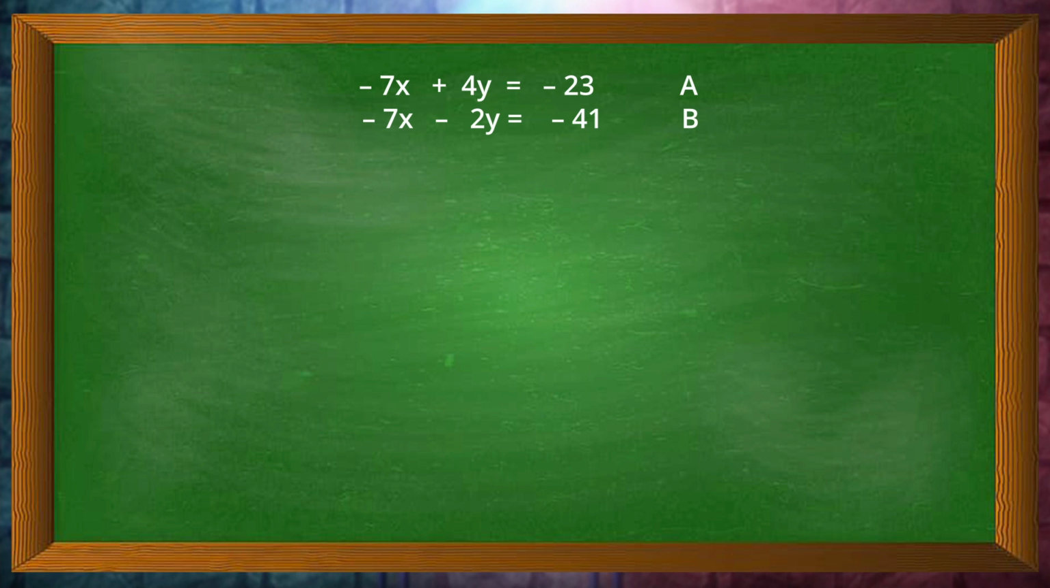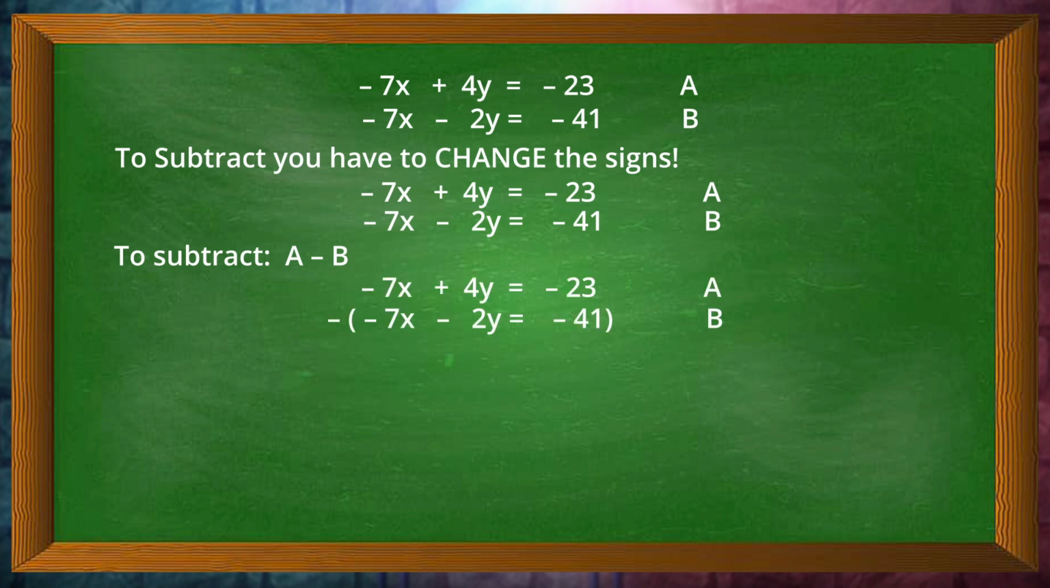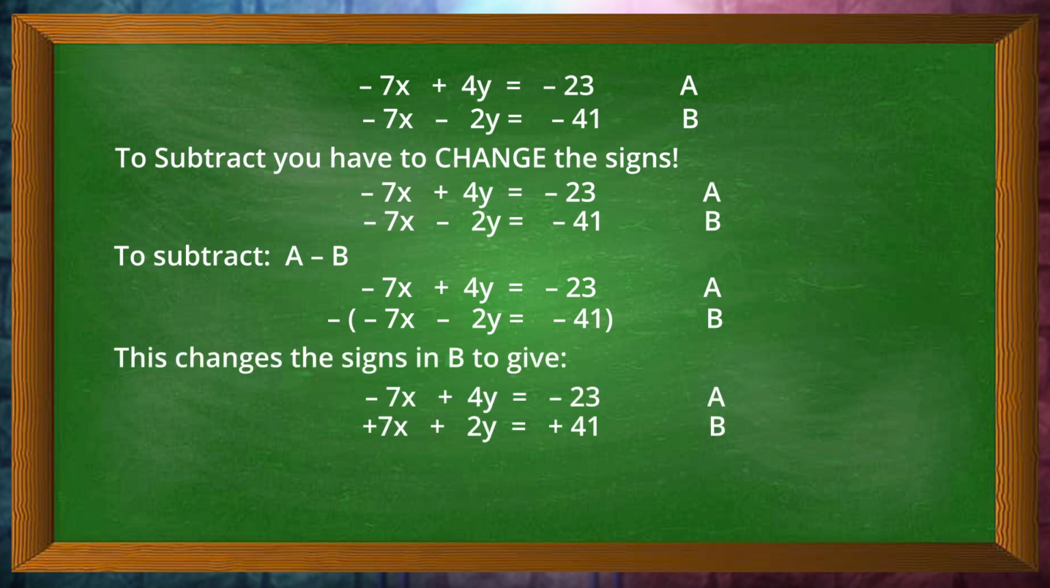The x terms are exactly the same, so we need to subtract to eliminate them. When you subtract, you need to change the signs in the equation being subtracted. We want to subtract the whole of equation B from A. Remember that in algebra, subtracting is the same as adding the inverse. The minus in front of the bracket makes all the signs change, which gives the inverse. Now we have negative 7x and positive 7x, which when we add together makes 0.